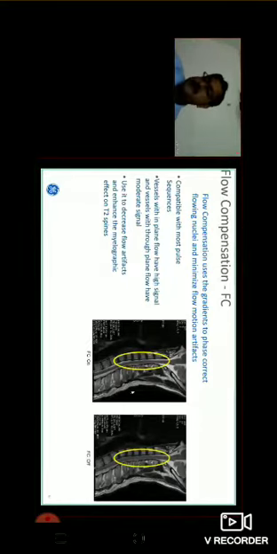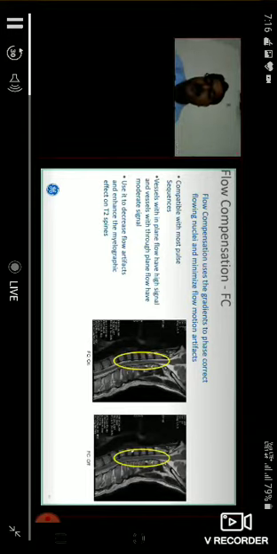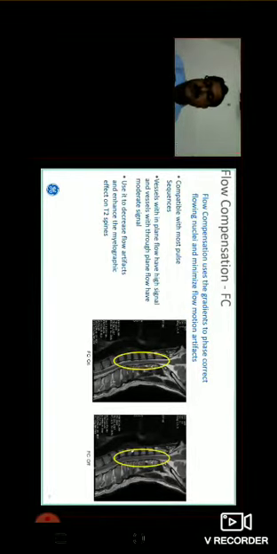Any moving nucleus. Why are these artifacts coming? The stationary tissues have phase coherence, that is, all protons are in phase. The flowing nuclei have a different phase than the stationary tissue. So what the flow compensation gradient is doing is trying to make the phase uniform with the stationary tissue, so you won't get any flow related artifacts.